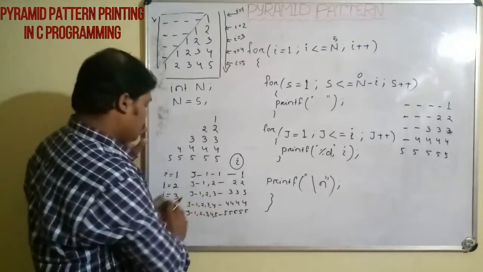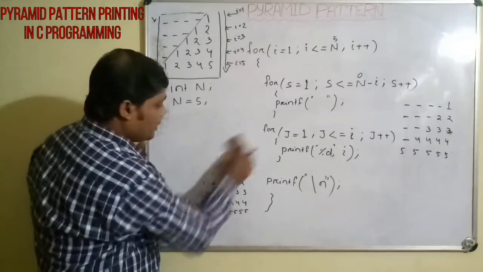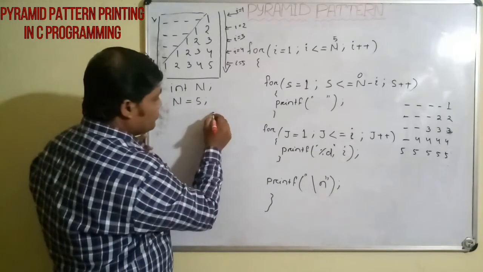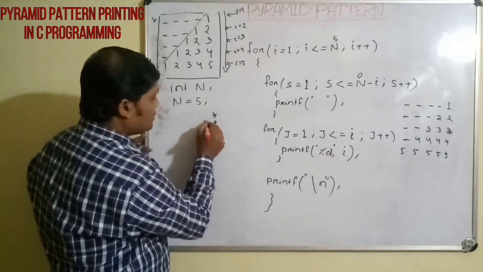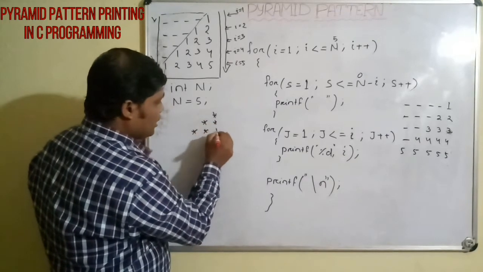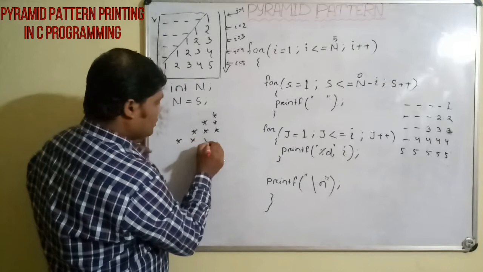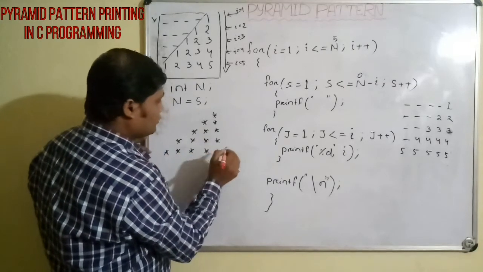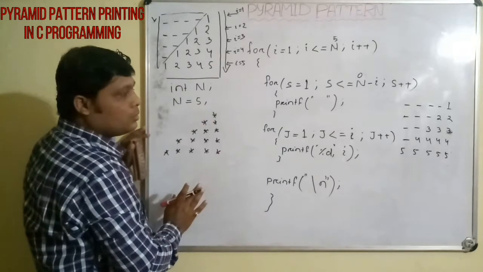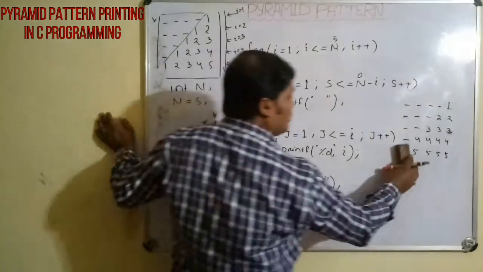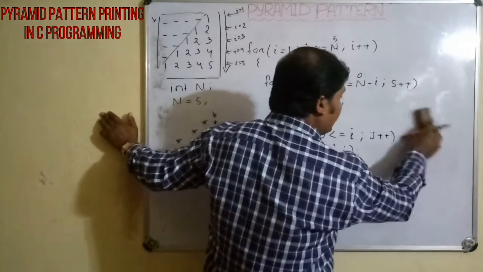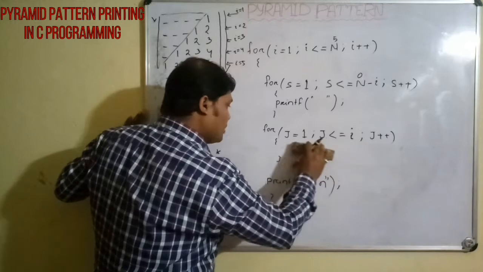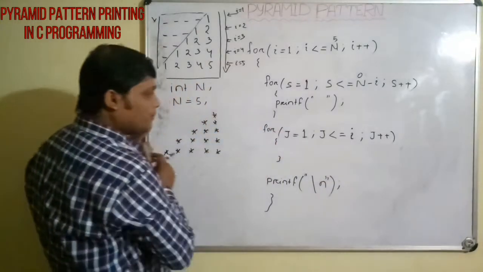Are you understood? Now come to another pattern. Just see, this is star, star, star, star, star, star, star, star, star, star. This is star, star, star, star, star. You can see same pattern, no need to change anywhere. Just see, instead of printing i value or j value, what we have to print? We have discussed in previous videos.